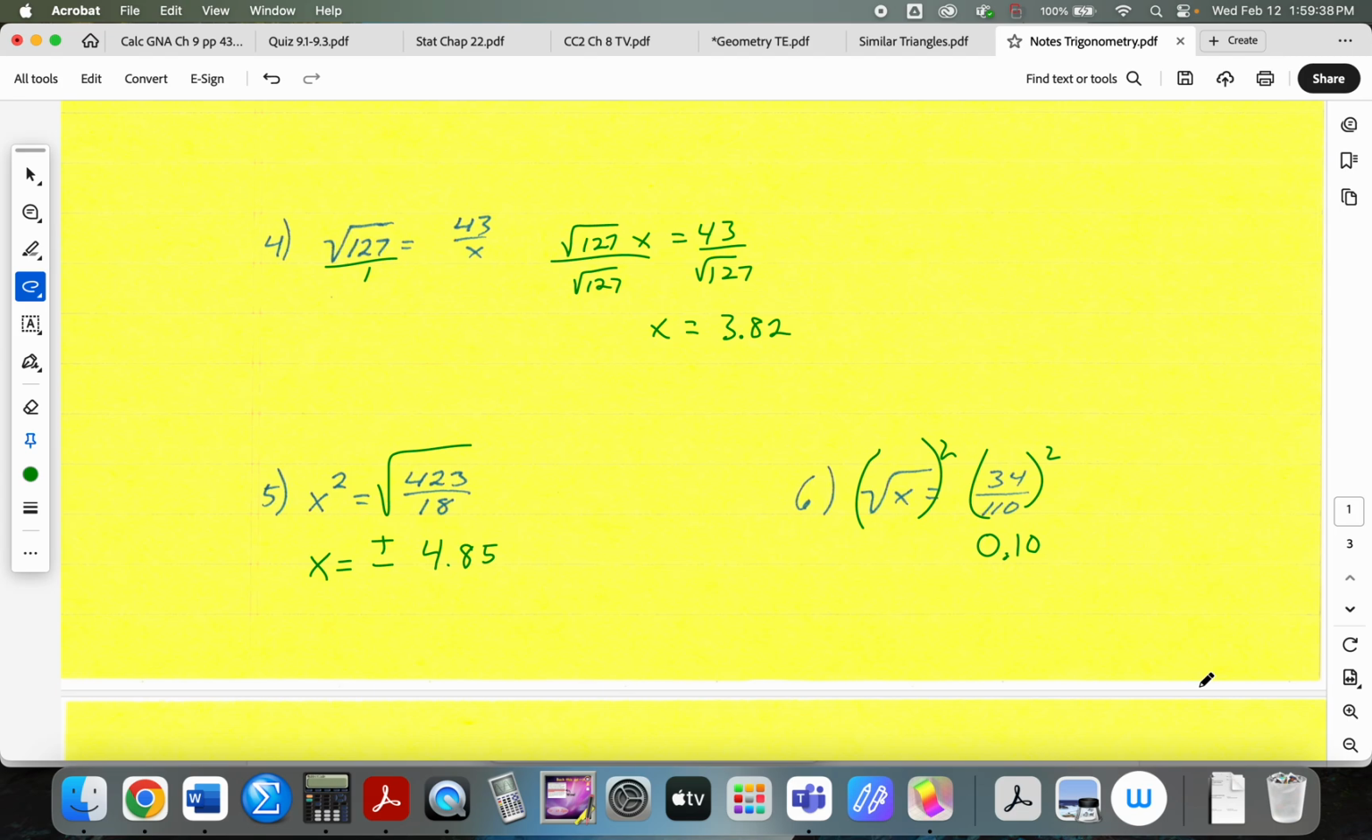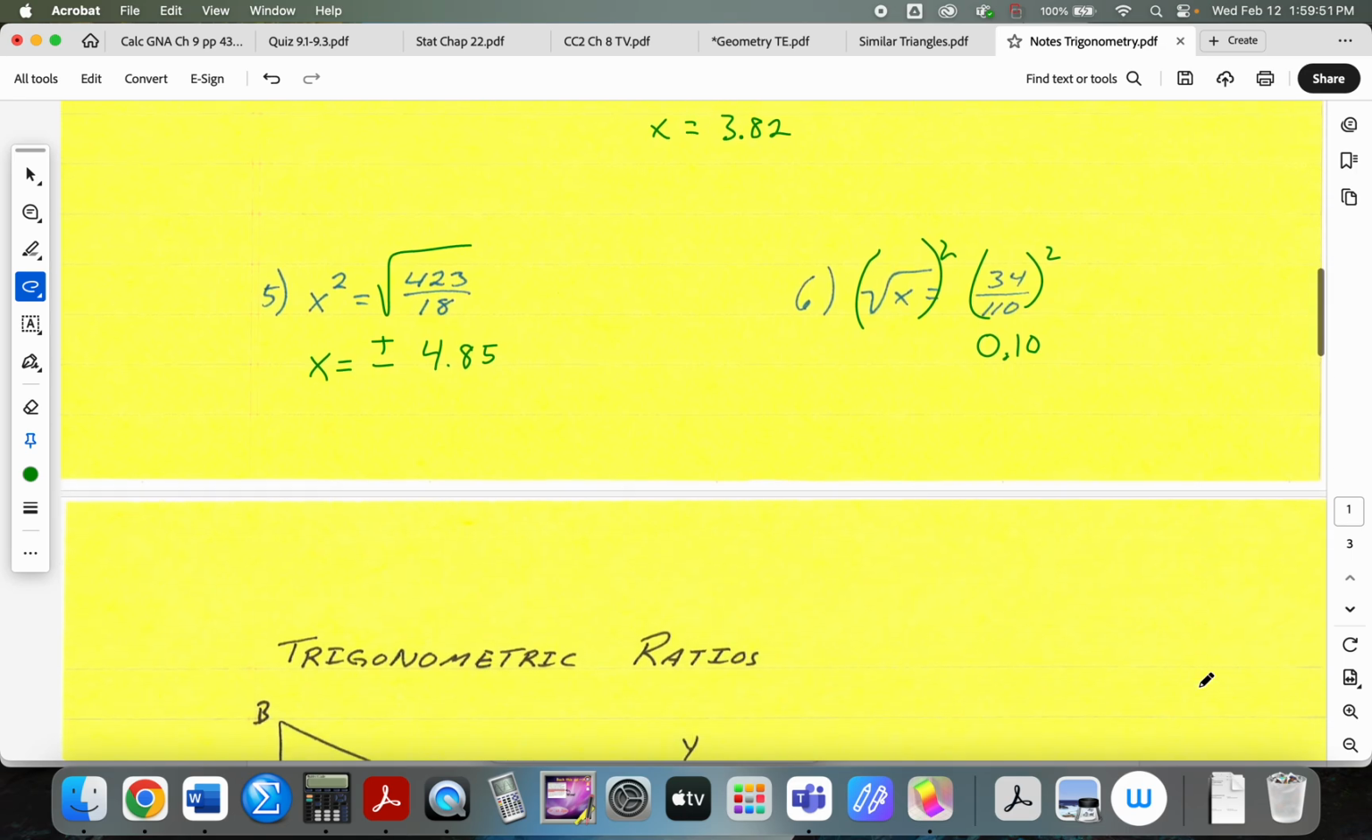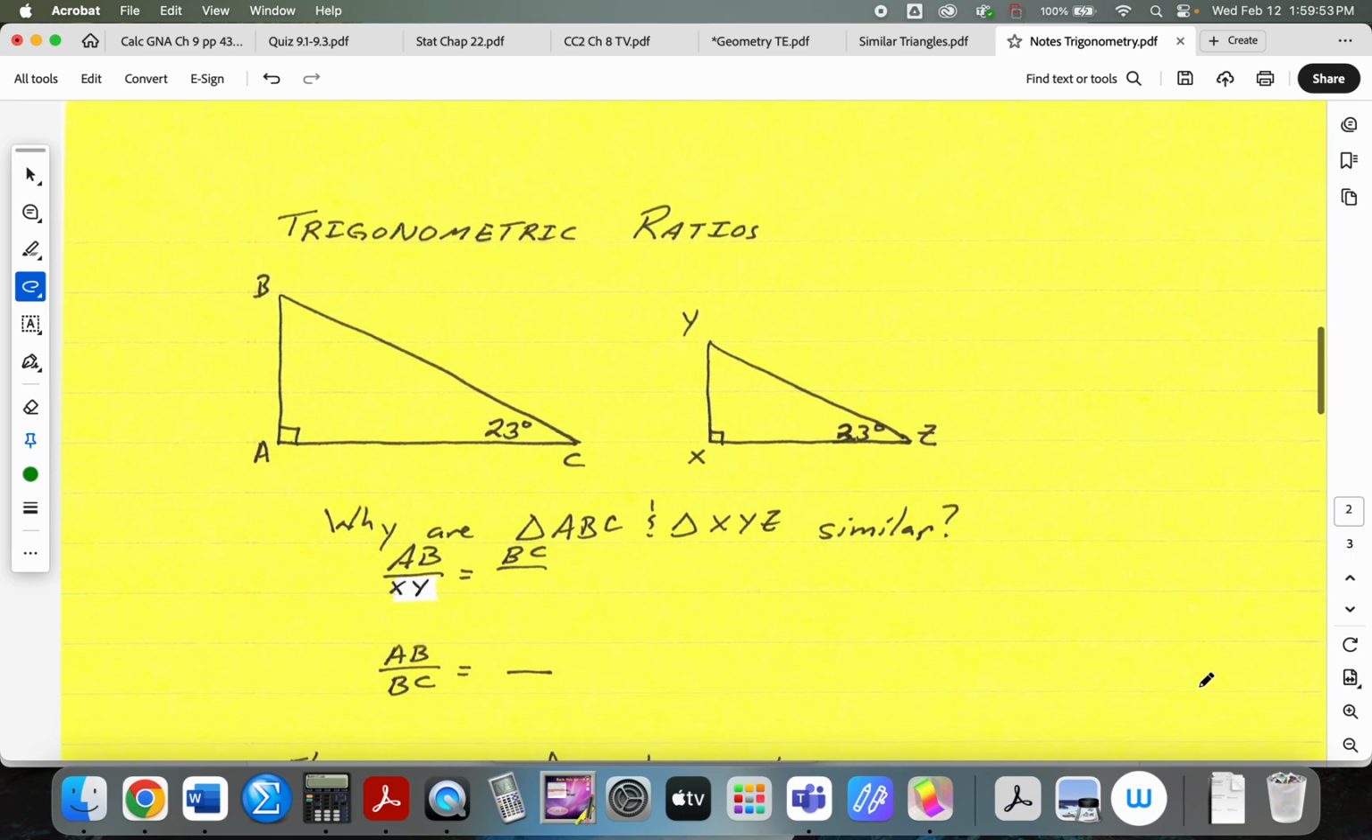So part of your homework tonight is just going to be practicing doing that. Hopefully you're already good at solving things like that. If not, this is a chance to practice and get better. All right.